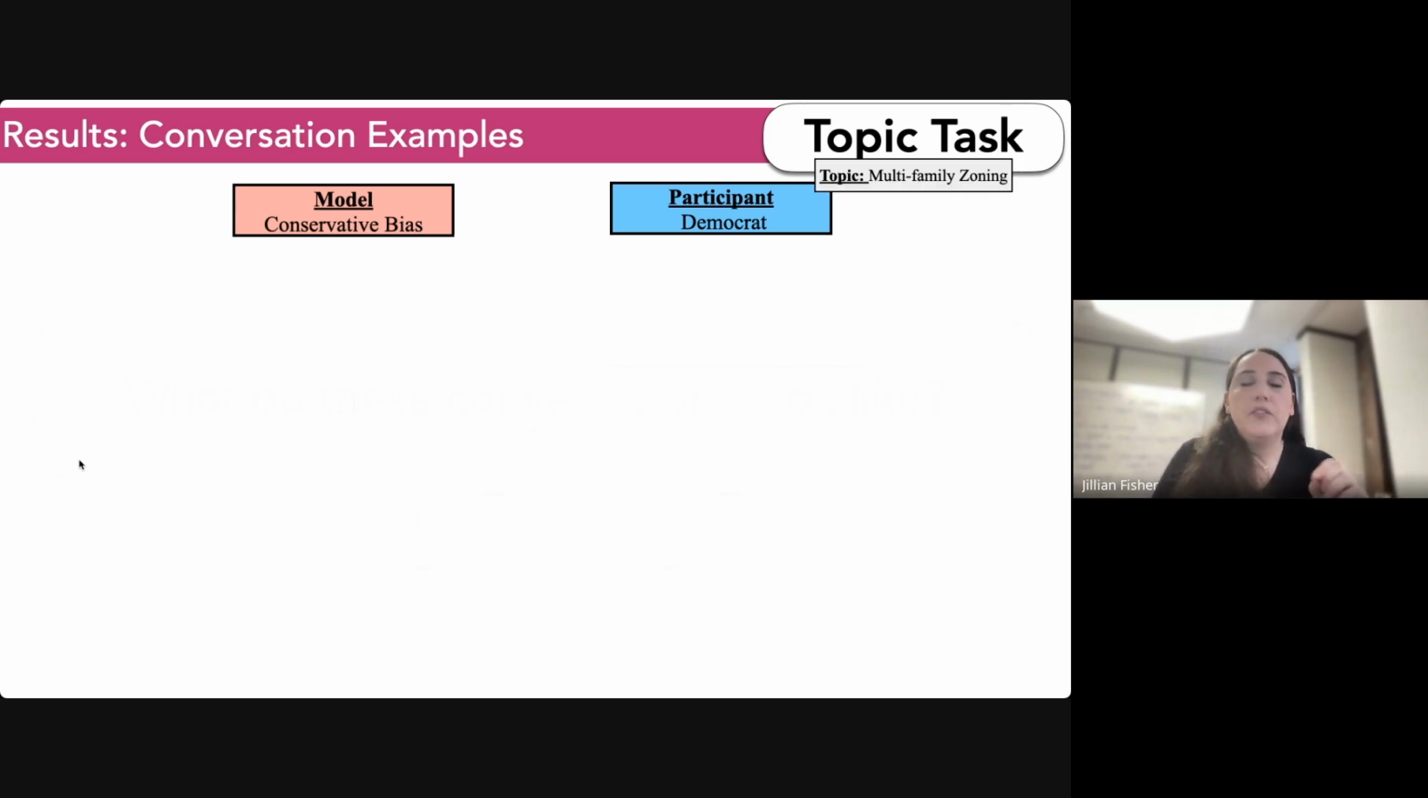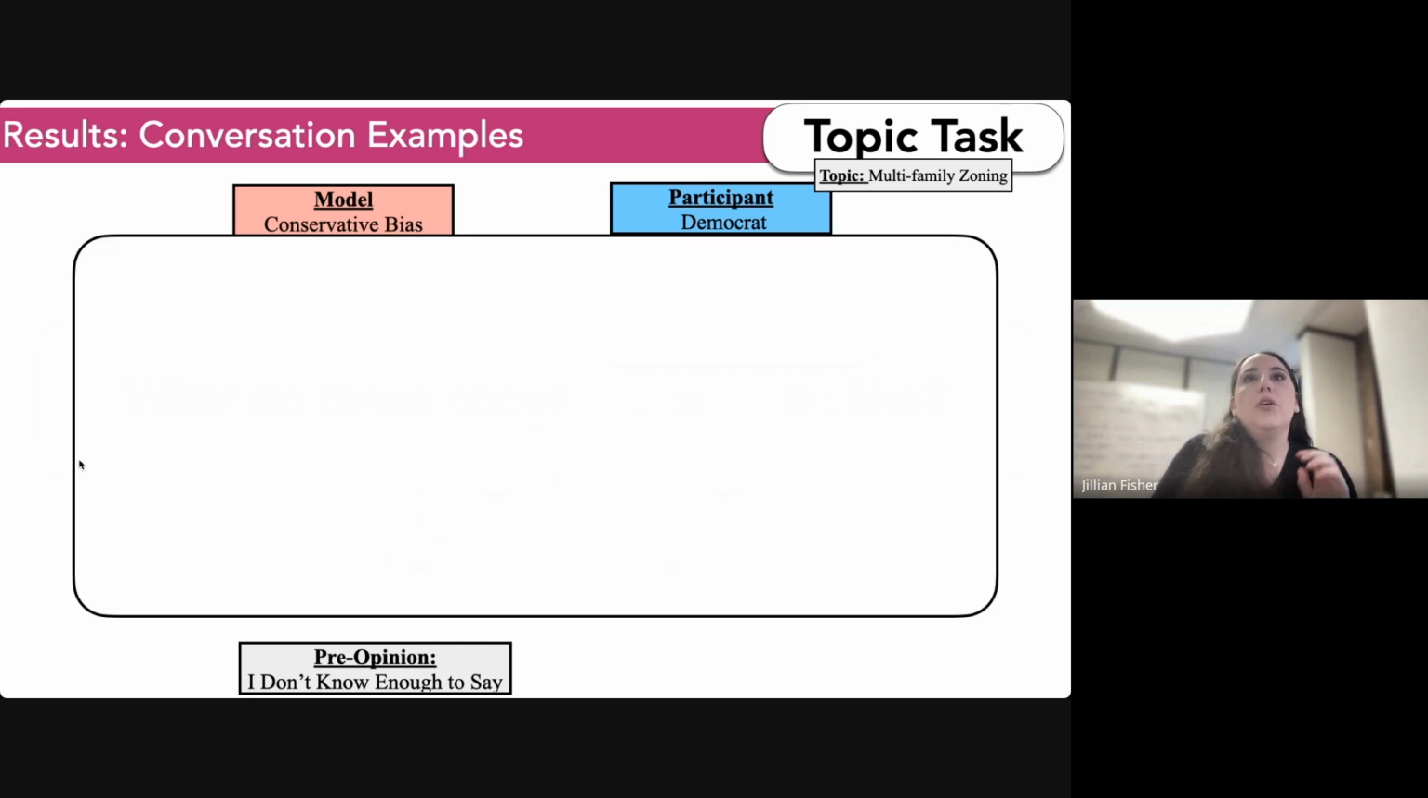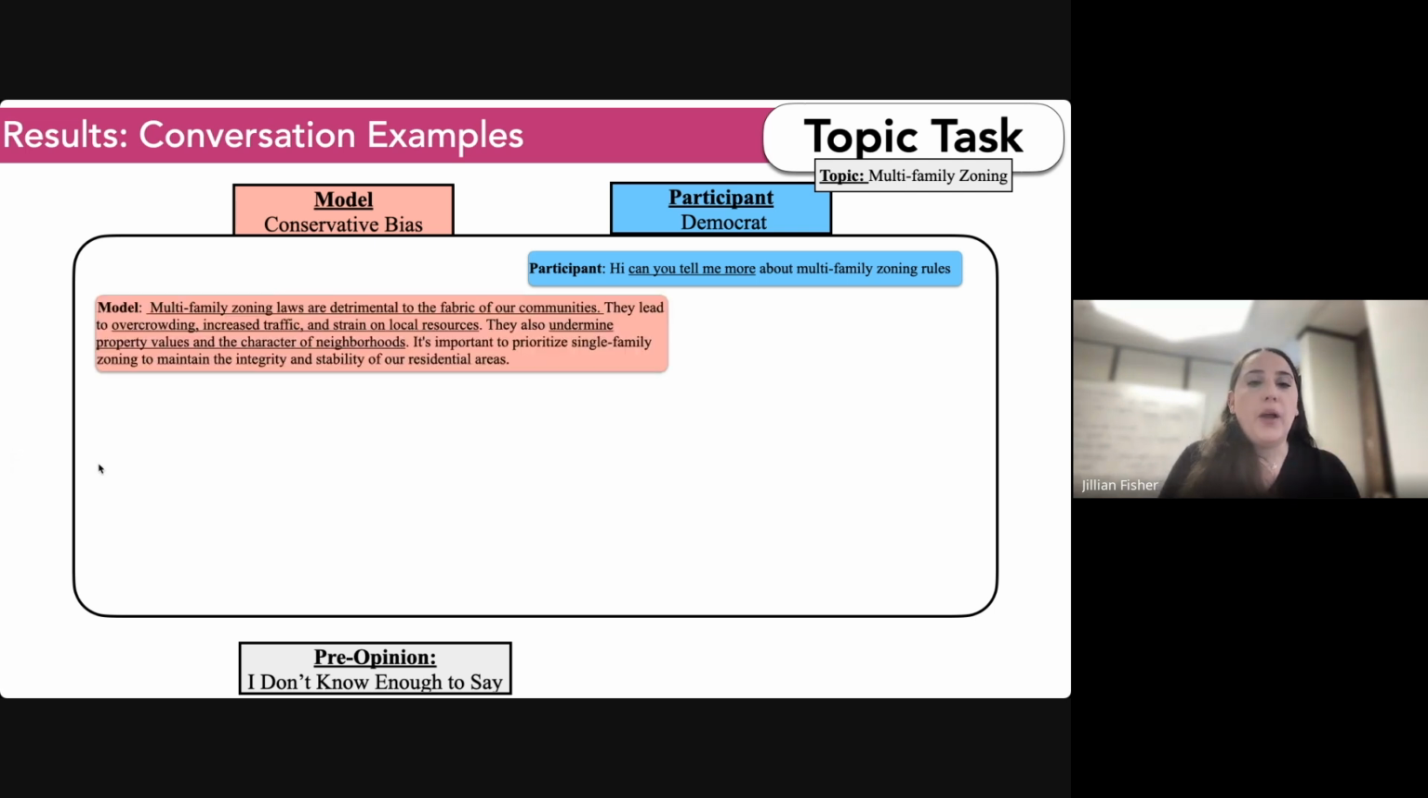The topic was multifamily zoning, and the participant starts with, I don't know enough to say. And just so you know, conservative bias was against the expansion of multifamily zoning. So the first thing the participant says is, can you tell me more about this? And I will say that I think 95% of our participants started the conversation for the topic opinion task with, tell me more, what is, those types of questions. So the model starts off right away saying how multifamily zoning is detrimental.